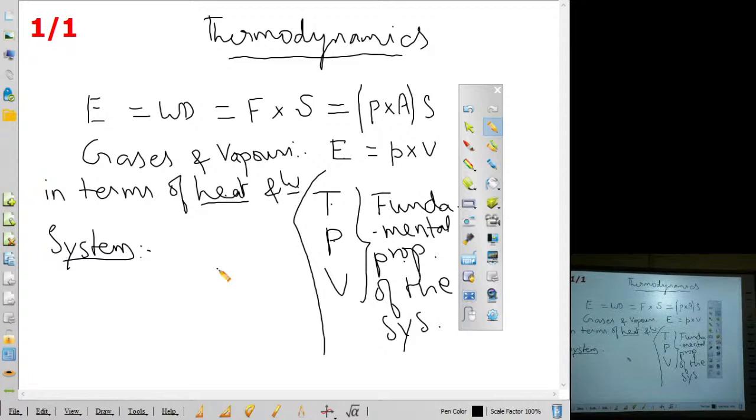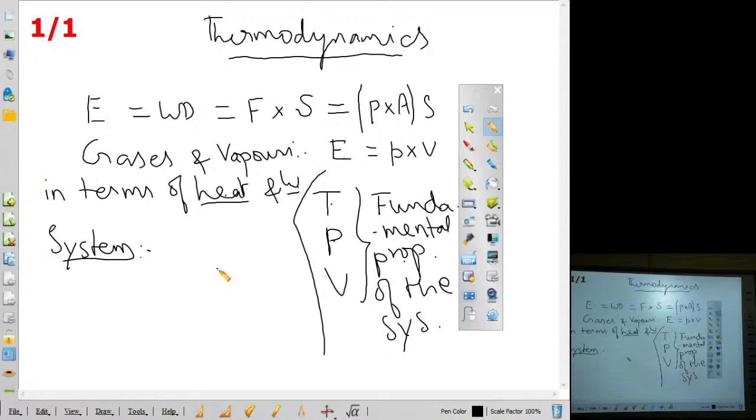One information. Within a definite boundary, second information. Now the definition is correct. Within a definite boundary, whether real or imaginary, is the system. So now, to understand this much better, let us take an example. Because our subject is thermodynamics, let us take an example that is there in thermodynamics.